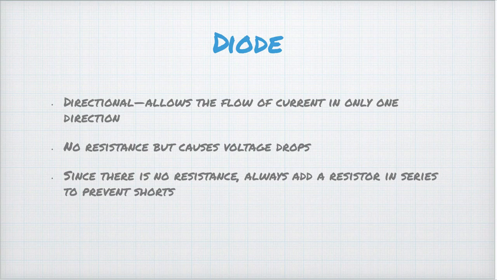So, in this lecture, we will cover what a diode is. A diode is an electrical component that allows the flow of current only in one direction. There is no resistance in that direction, but there is an infinite amount of resistance in the opposite direction. A diode also causes a voltage drop. When making a circuit with a diode, we always add a resistor in series to prevent short circuits because the diode has no resistance.